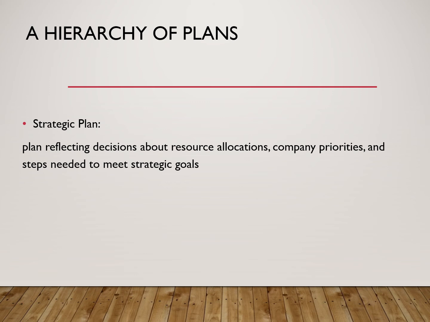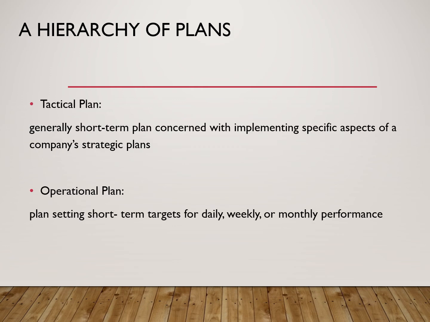Strategic plan is a plan reflecting decisions about resource allocation, company priorities, and steps needed to meet strategic goals. A tactical plan is generally a short-term plan concerned with implementing specific aspects of a company's strategic plans. Operational plan is a plan setting short-term targets for daily, weekly, or monthly performance.